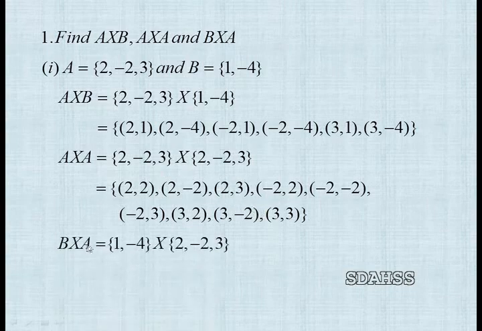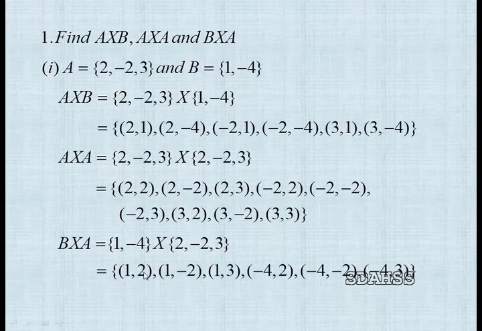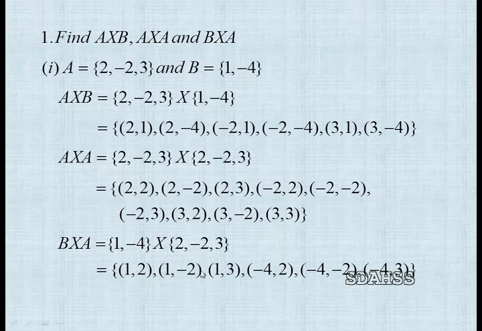Then B cross A. B cross A is equal to, here the set B is {1, -4} cross the set A is {2, -2, 3}. Find the Cartesian product. This can be written as (1, 2), (1, -2), (1, 3), (-4, 2), (-4, -2), (-4, 3).